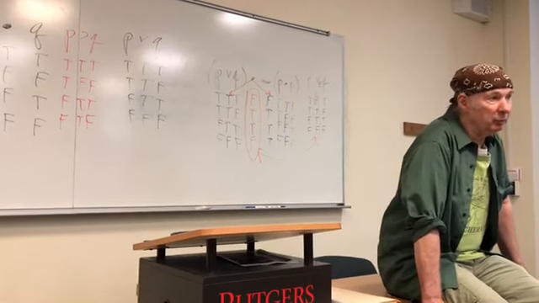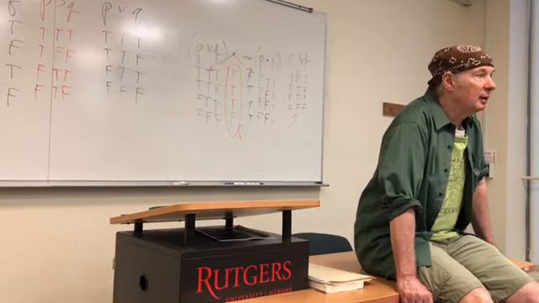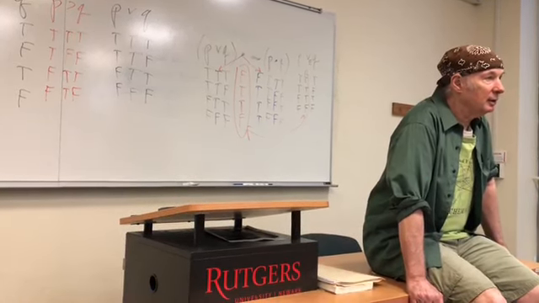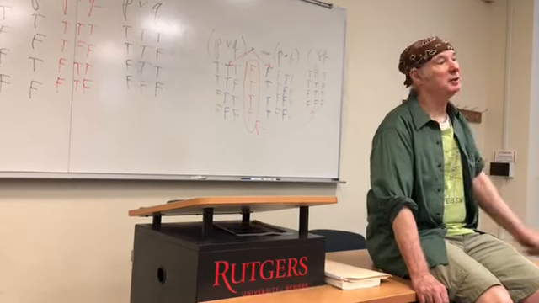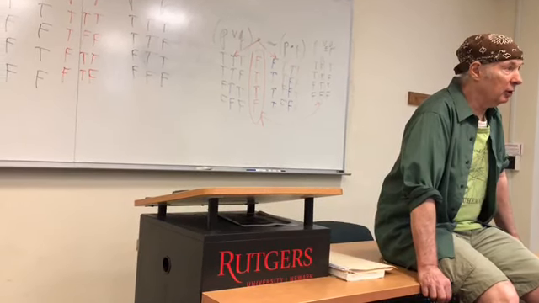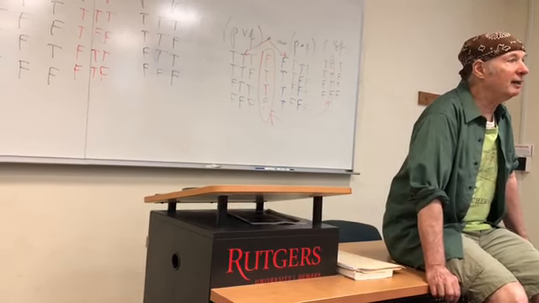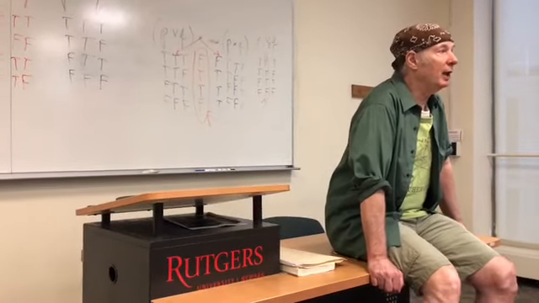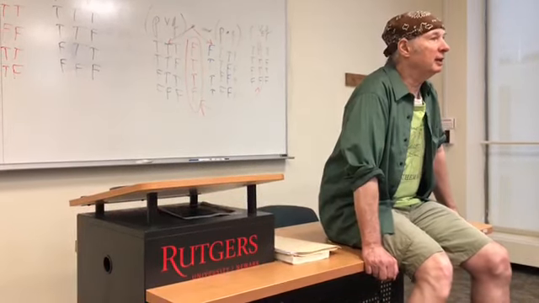And if you have an argument whose premises are always false, then that argument is valid no matter what the conclusion. So, if your premises are contradictory, then no matter what the conclusion is, your argument is valid. Here is a valid argument. Premise 1, I am here right now. Premise 2, I am not here right now. Conclusion, tomorrow will be a sunny day.